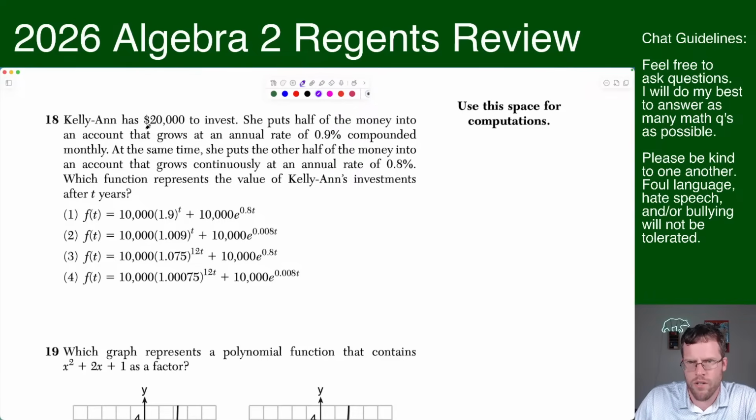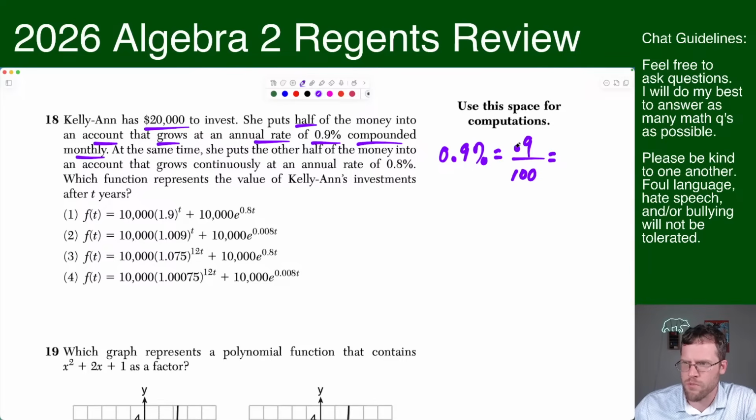Kellyanne has 20,000 to invest. She puts half the money into an account that grows. Okay, so 2 different types of exponential growth. So if she has 20 grand to invest, she puts half into an account that grows at an annual rate of 0.9% compounded monthly. So 0.9% is the same thing as 0.9 over 100. Moving the decimal 2 spaces to the left, this would be 0.009. So this is the value here.